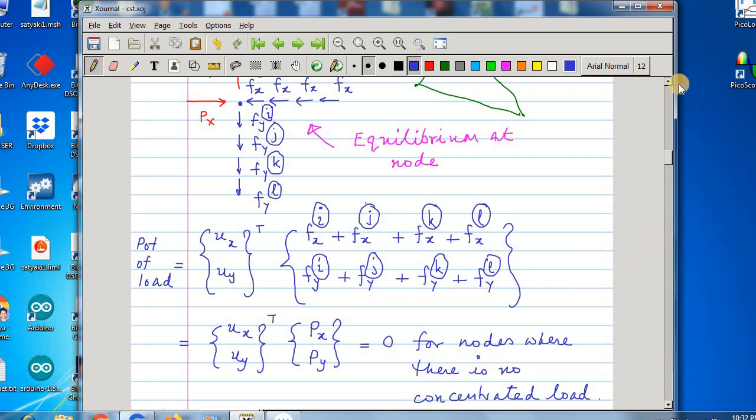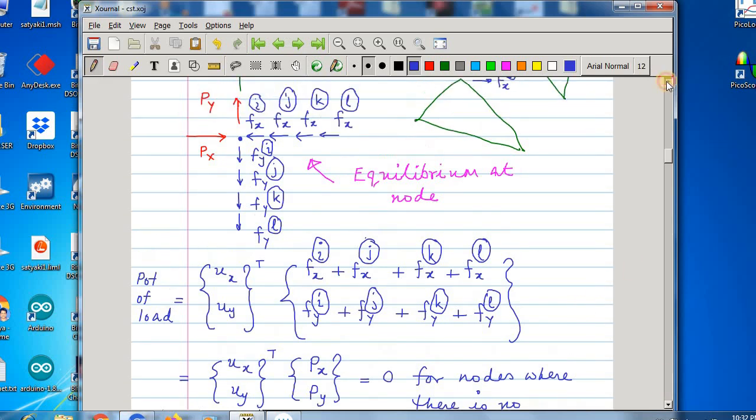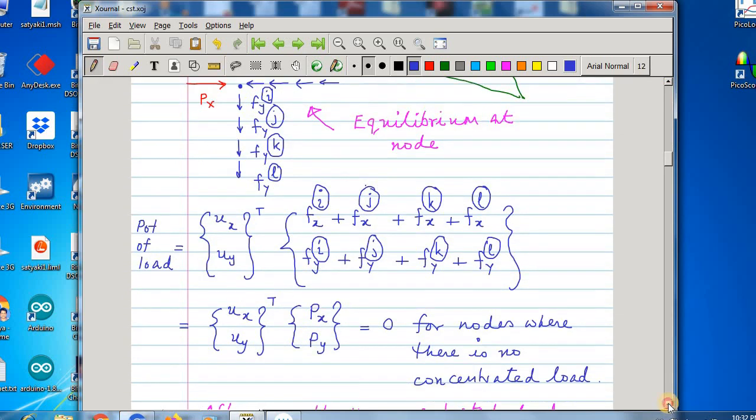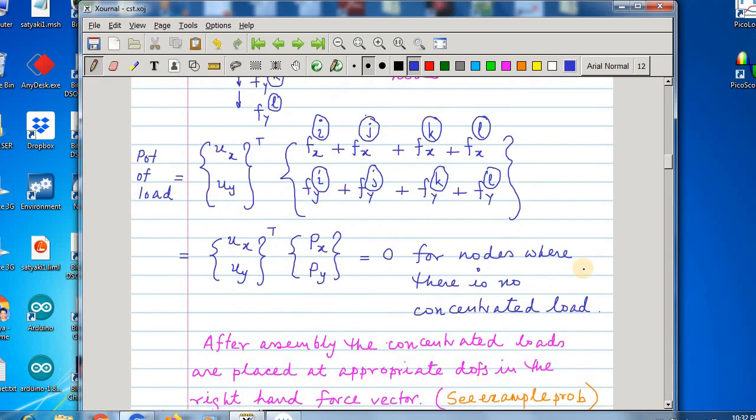So just compare it with what we studied for bar elements. Here there are 2 degrees of freedom, but in bar element per node there is a single degree of freedom. So it is better to understand this from the study of bar elements.